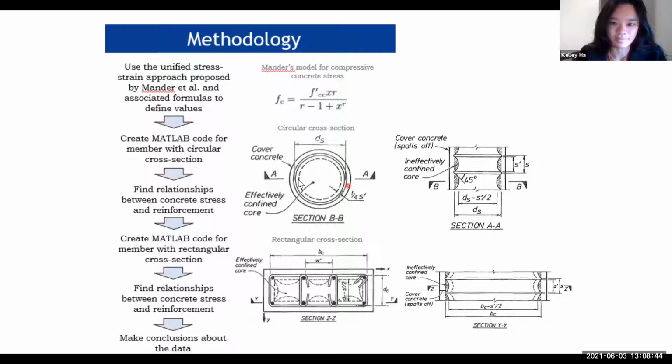These are the cross-sections for the columns that we'll be analyzing, and these variables are pretty important. We have to include them in the code. For the later figures, the most important parameter that we'll be analyzing will be this S value, which is the center-to-center spacing between the transverse hoops.